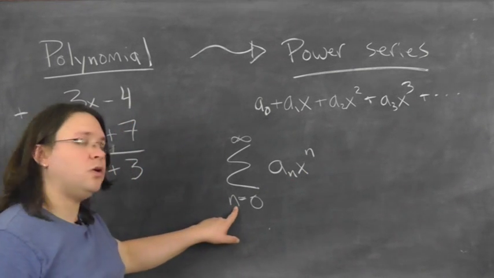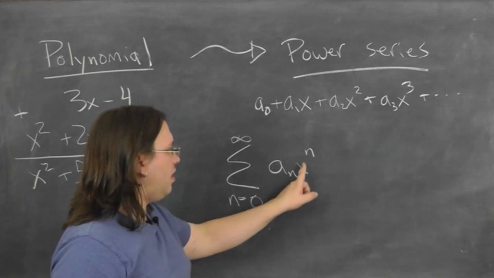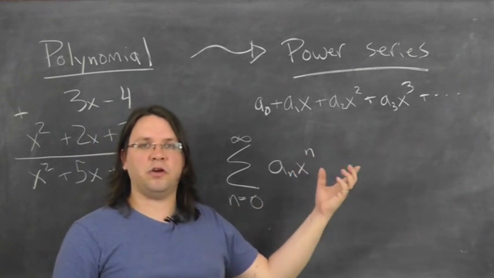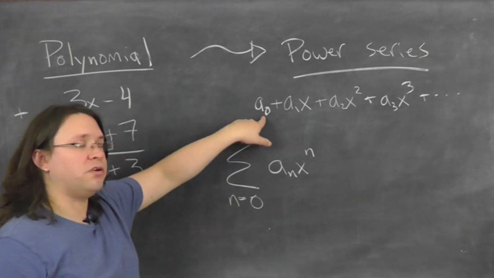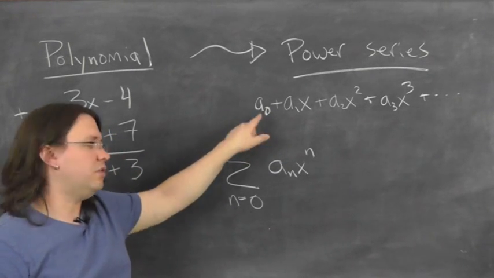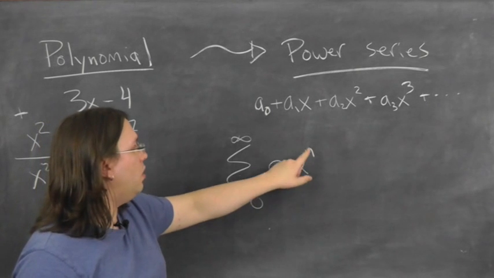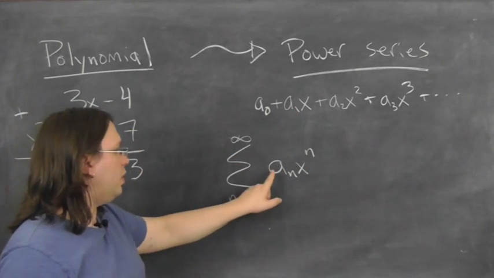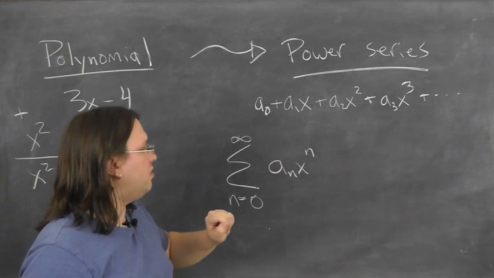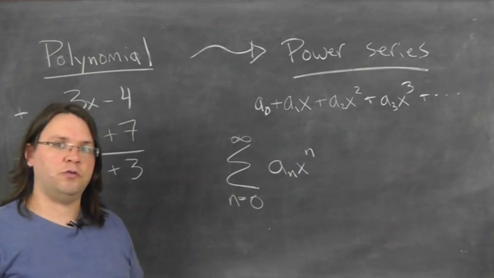So if I plug in n equals 0, for example, I'll get a0 times x to the 0. Now x to the 0 is always 1, so this is really just a0. And that's the first term that I have in this power series here. If I plug in n equals 1, I get a1 times x to the 1. That's the second term in my series. If I plug in n equals 2, I get a2 x raised to the second power, and that's the third term. And this just continues forever.